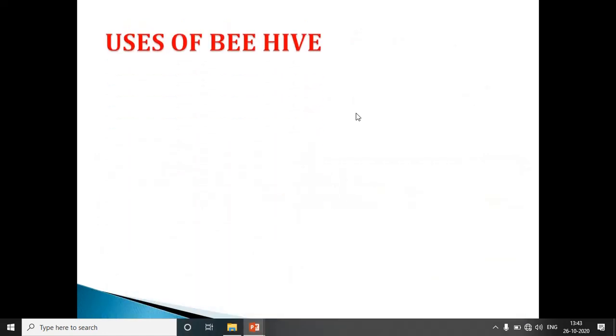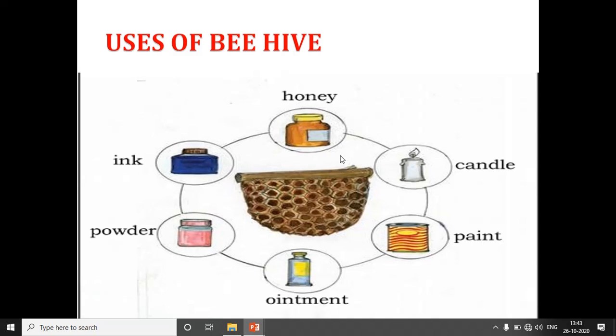Now we can see the uses of the beehive. Here is the picture which represents the uses of the beehive. Listen carefully, children. From the beehive we get honey. As I have already told, honey has a lot of medicinal value. It is very useful if you use honey in your day-to-day life. It is good for our health, and it can cure many diseases. So honey can be used by us in our daily life.